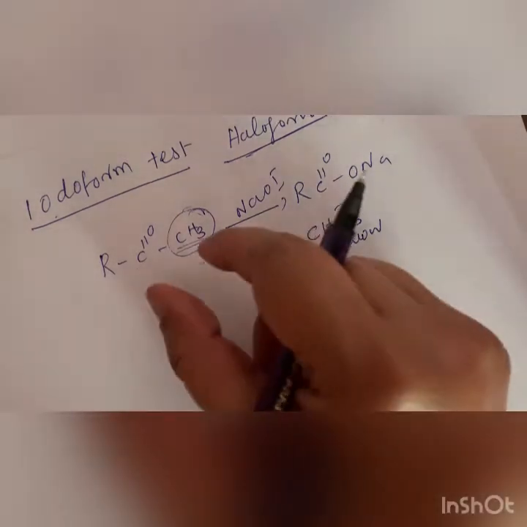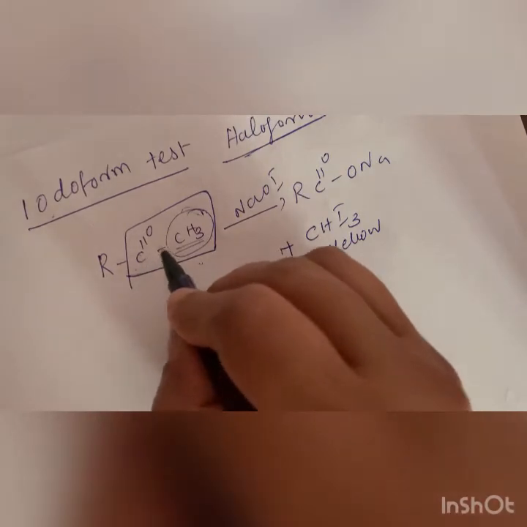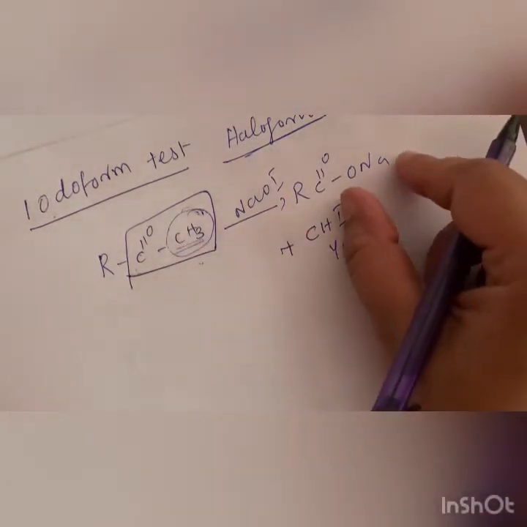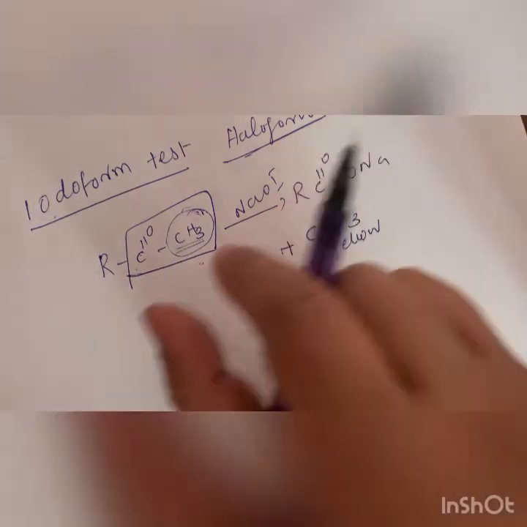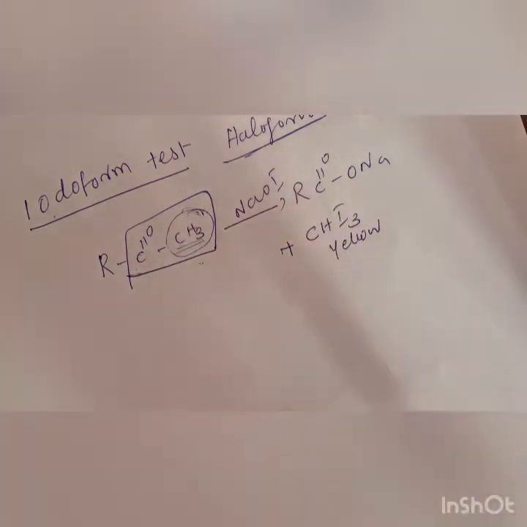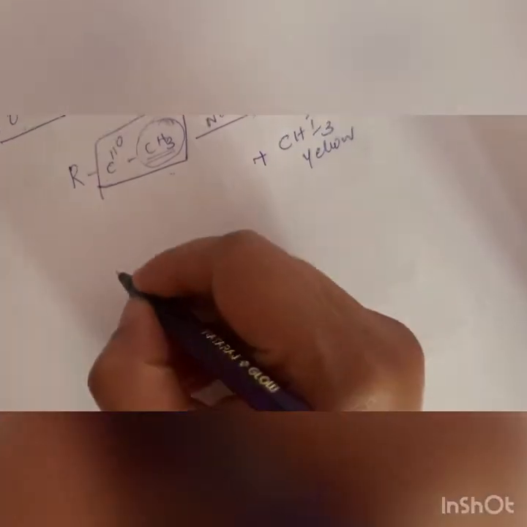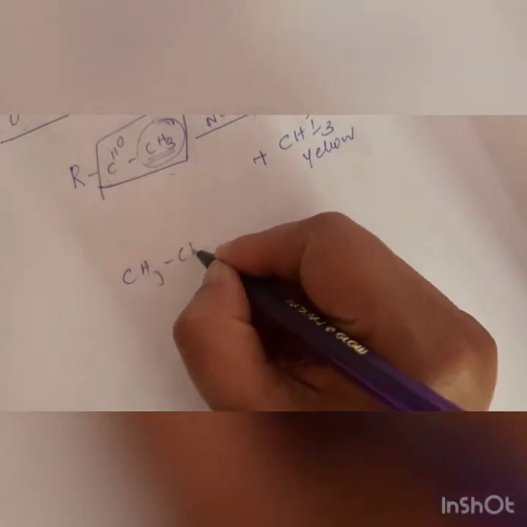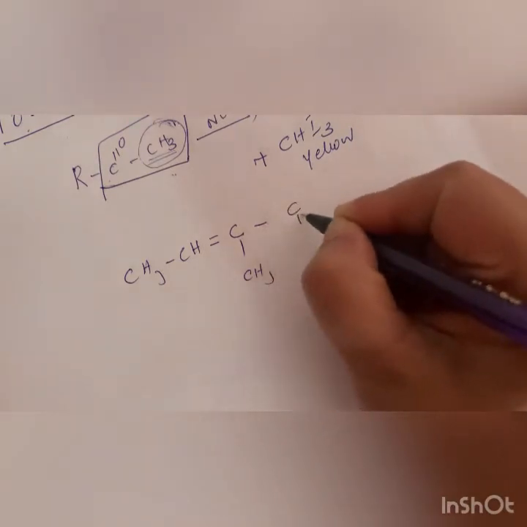So always remember, if the group is like this, C=O with CH3, what will happen? In the place of CH3, ONa will come, the sodium salt of the carboxylic acid, and CH3 will change to CHI3. This is the iodoform test. See one more example they have given in the textbook: CH3-CH=C(CH3)-C(=O)-CH3.